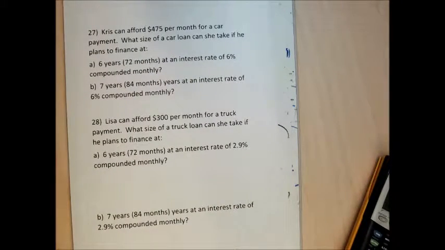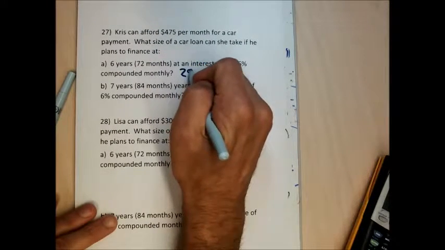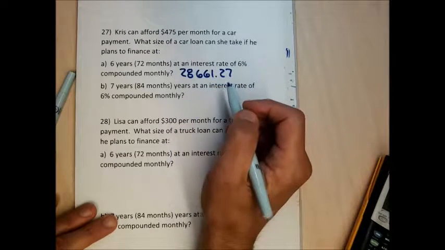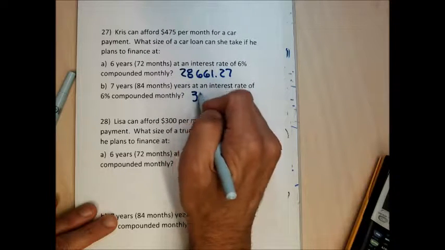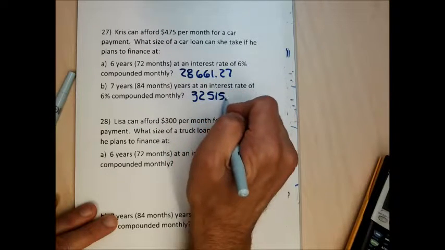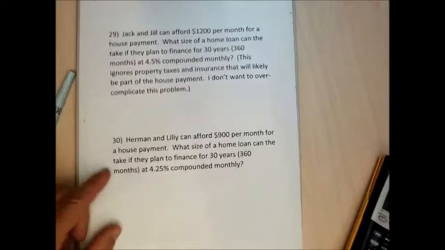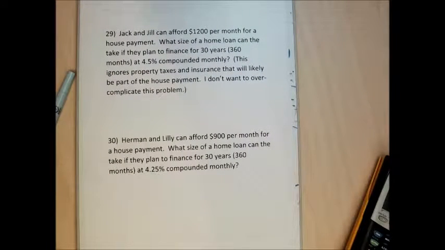All right, give 27 a go, and for 27 for Part A, assuming my key is right, you should get $28,661.27. For Part B, I got $32,515.20. So try to pause the video and do those. And we'll look at 29 and 30, and maybe just, I'll do 29 with you and not do 30.